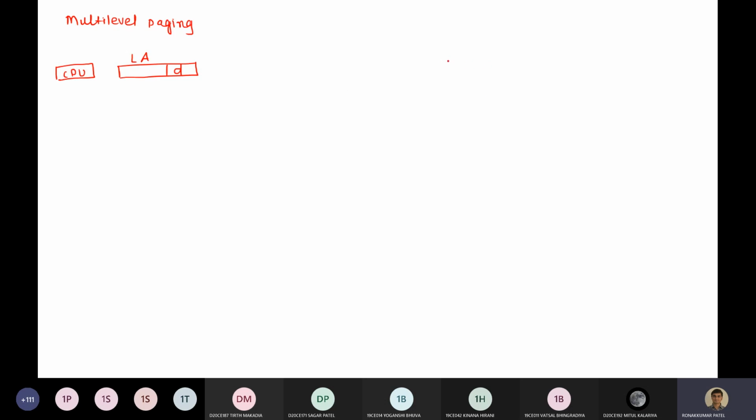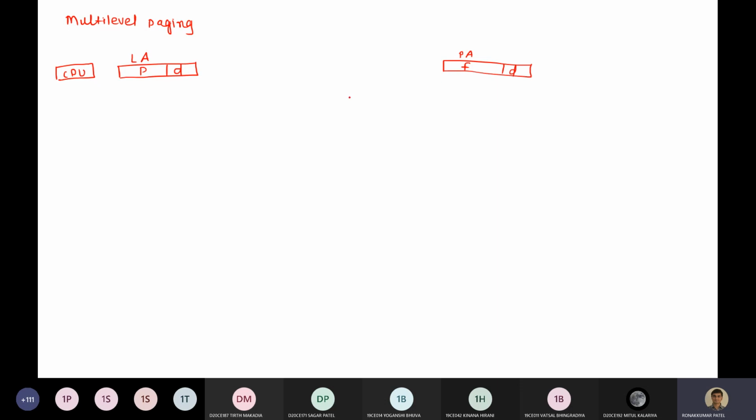In the same way, you have your physical address and a main memory, and here also you have a displacement. So this is your page, this is your frame. Previously there was one page table. From this page number we will search in that page table, and from that entry we get the frame number.